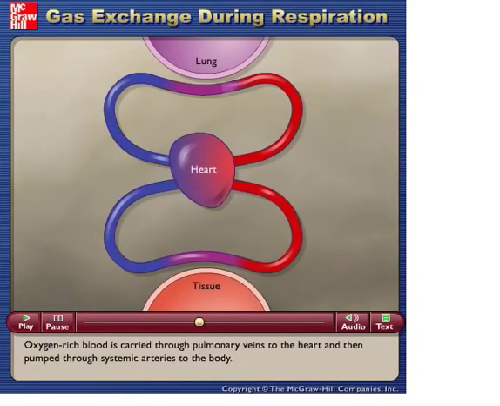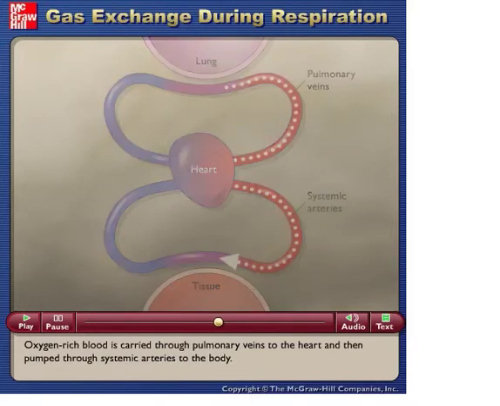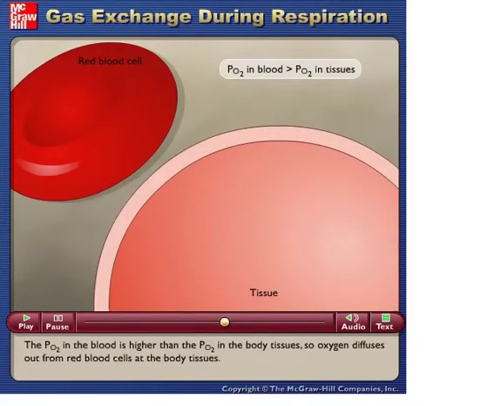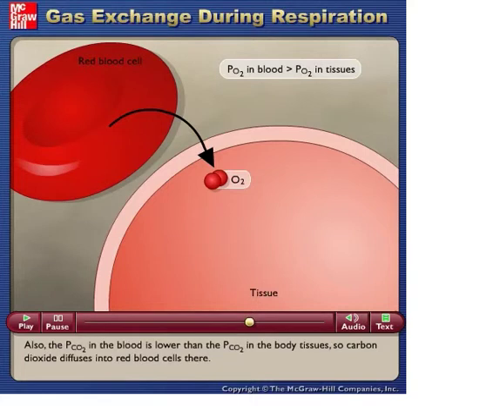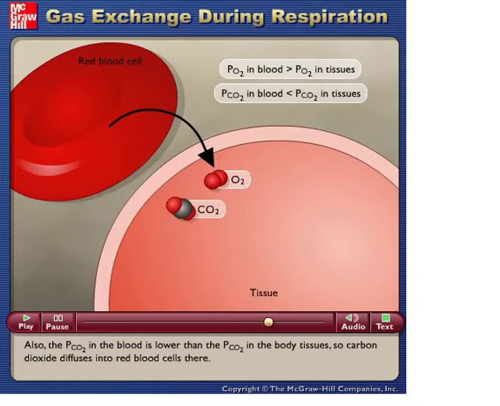Oxygen-rich blood is carried through pulmonary veins to the heart and then pumped through systemic arteries to the body. The PO2 in the blood is higher than the PO2 in the body tissues, so oxygen diffuses out from red blood cells at the body tissues. Also, the PCO2 in the blood is lower than the PCO2 in the body tissues, so carbon dioxide diffuses into red blood cells there.